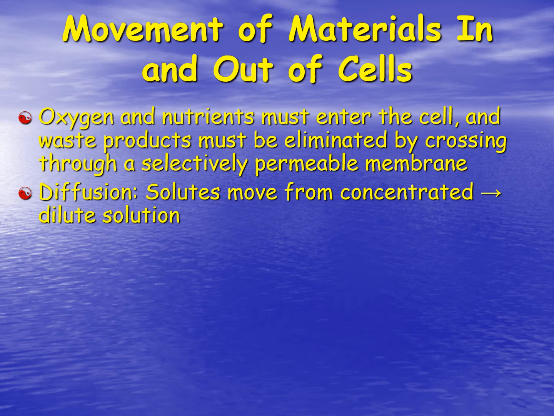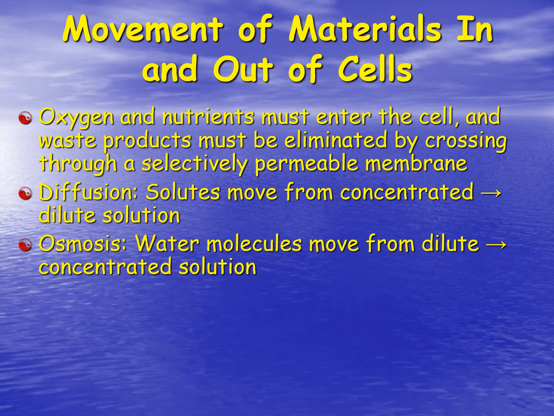We have both simple diffusion, which simply means we're going to go from an area of high concentration to low concentration with no problem. There's nothing that's going to impede the movement from the high to low. Facilitated diffusion is where we have to go through channels within the cell membrane. So we can't just go through anywhere, we have to go through a protein channel.